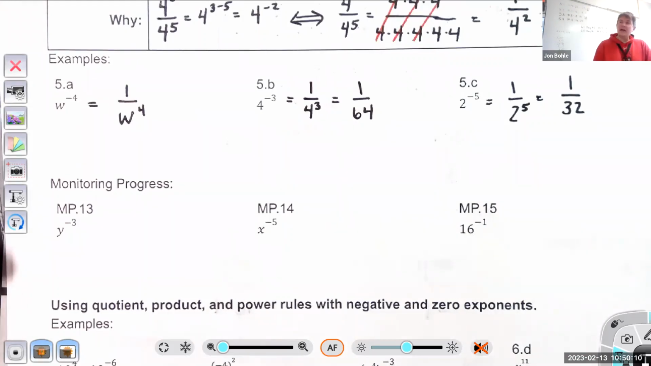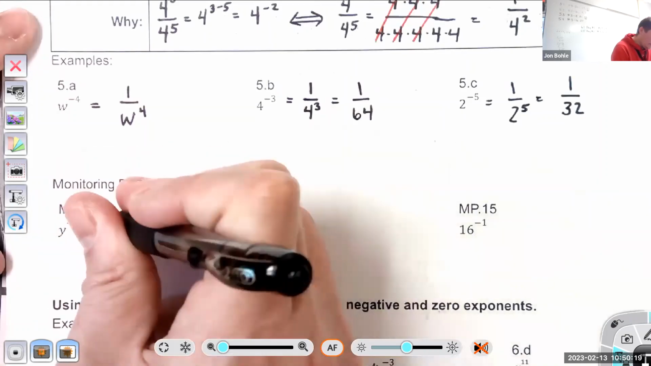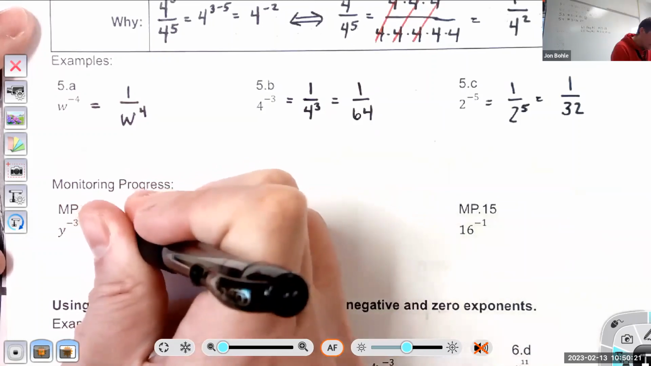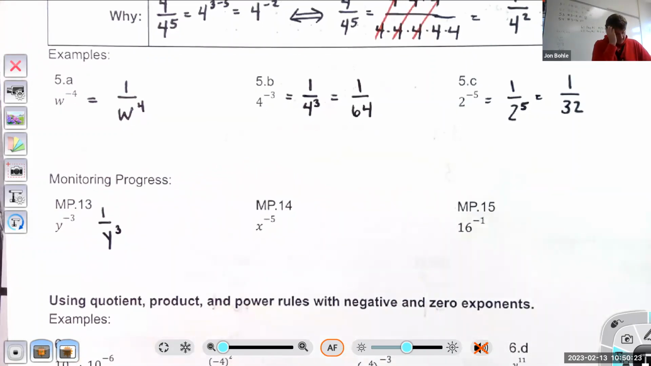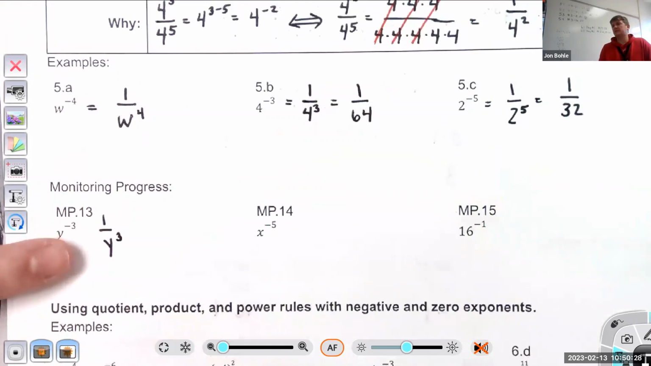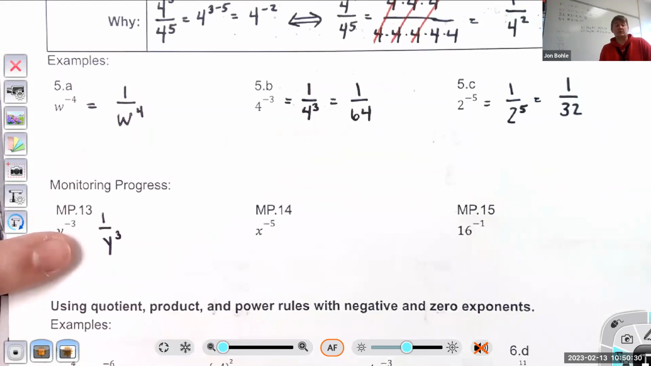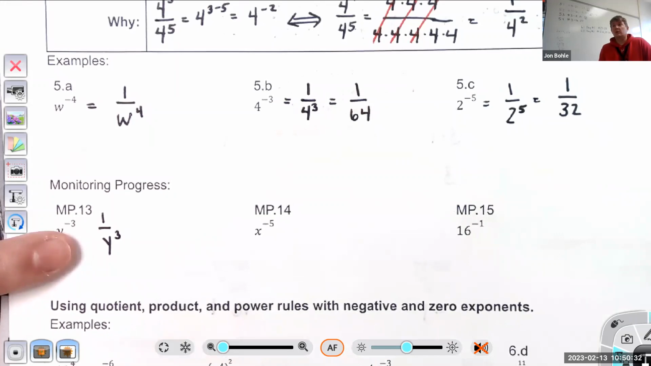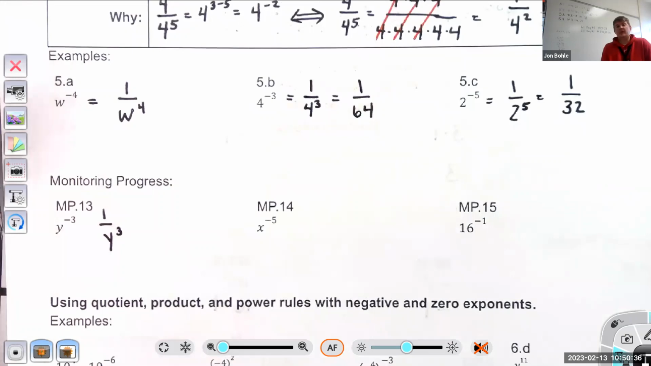Hey, maybe somebody I haven't heard from. 13. Somebody I haven't heard from yet today. 1 over y to the third. Okay. Looks good to me. Do I have to simplify this? Yeah, we don't know the value of y. And until I do, I'm not going to be able to figure out exactly what that's equal to.